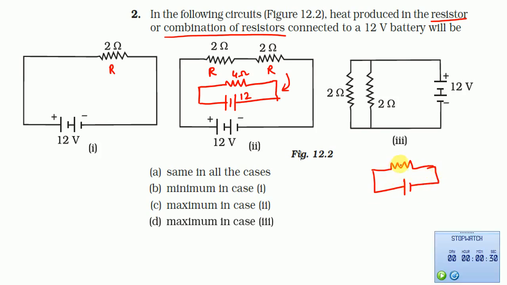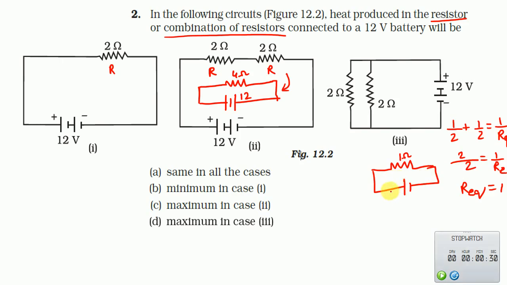I'm changing the figure. This will be R equivalent. Again, to calculate, 1/2 plus 1/2 equals 1/R equivalent. So the LCM is 2 and you will get here 2, 1/R equivalent. So R equivalent is 1. So R equivalent is 1 ohm.